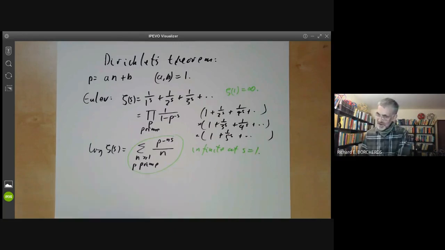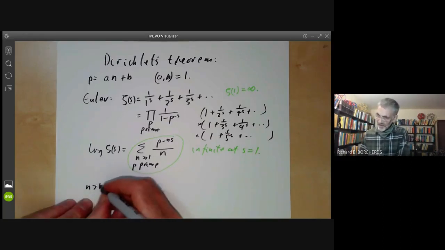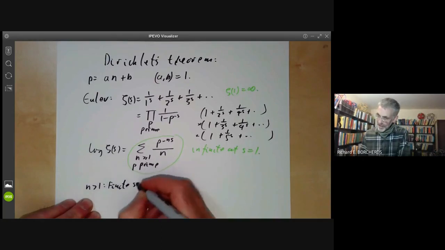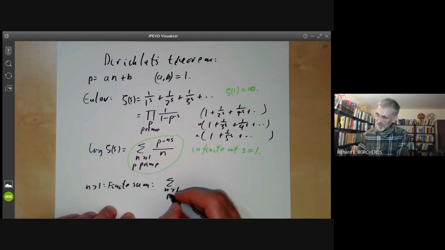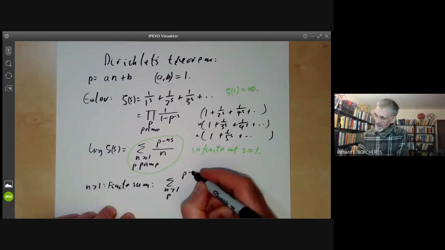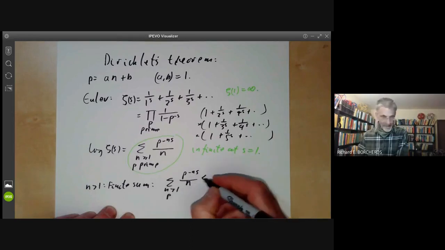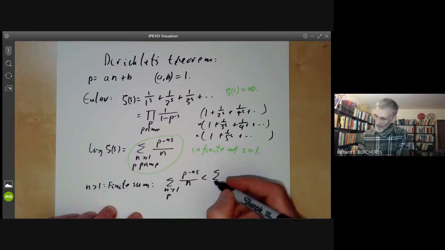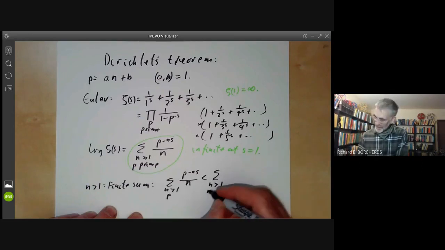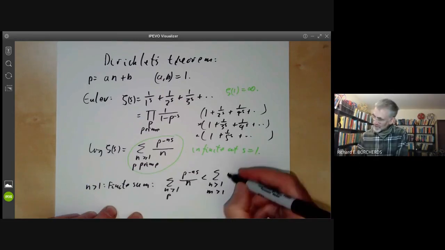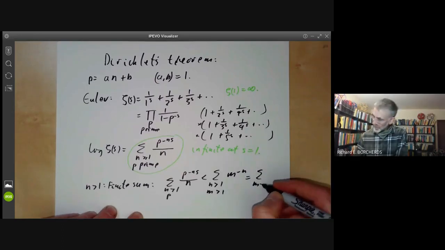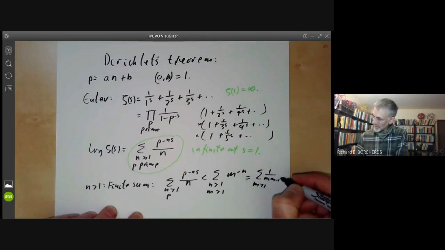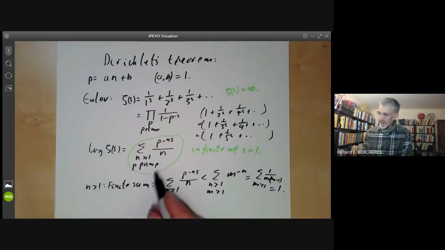And now you notice the terms for n greater than 1 have a finite sum, because this sum is just the sum over n greater than 1 and the sum over all p of p to the minus ns over n. And you can easily estimate this. This is at most the sum over n greater than 1 and m greater than 1 of m to the minus n, which is equal to the sum over m greater than 1 of 1 over m times m minus 1, which is just equal to 1. So the sum of the terms for n greater than 1 is finite.